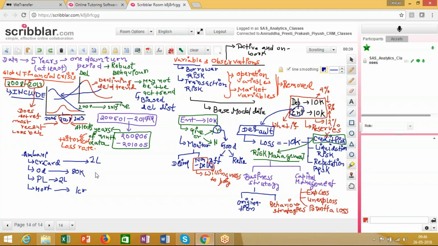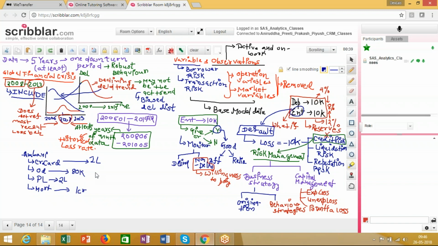The account is monitored on an account level basis. So the credit card is monitored by one portfolio manager, OD managed by one portfolio manager, PL managed by one portfolio manager, and mortgage managed by another portfolio manager. And they all put their reports or feedback at a customer level, and there is a business head or an account management head who looks into the accounts.